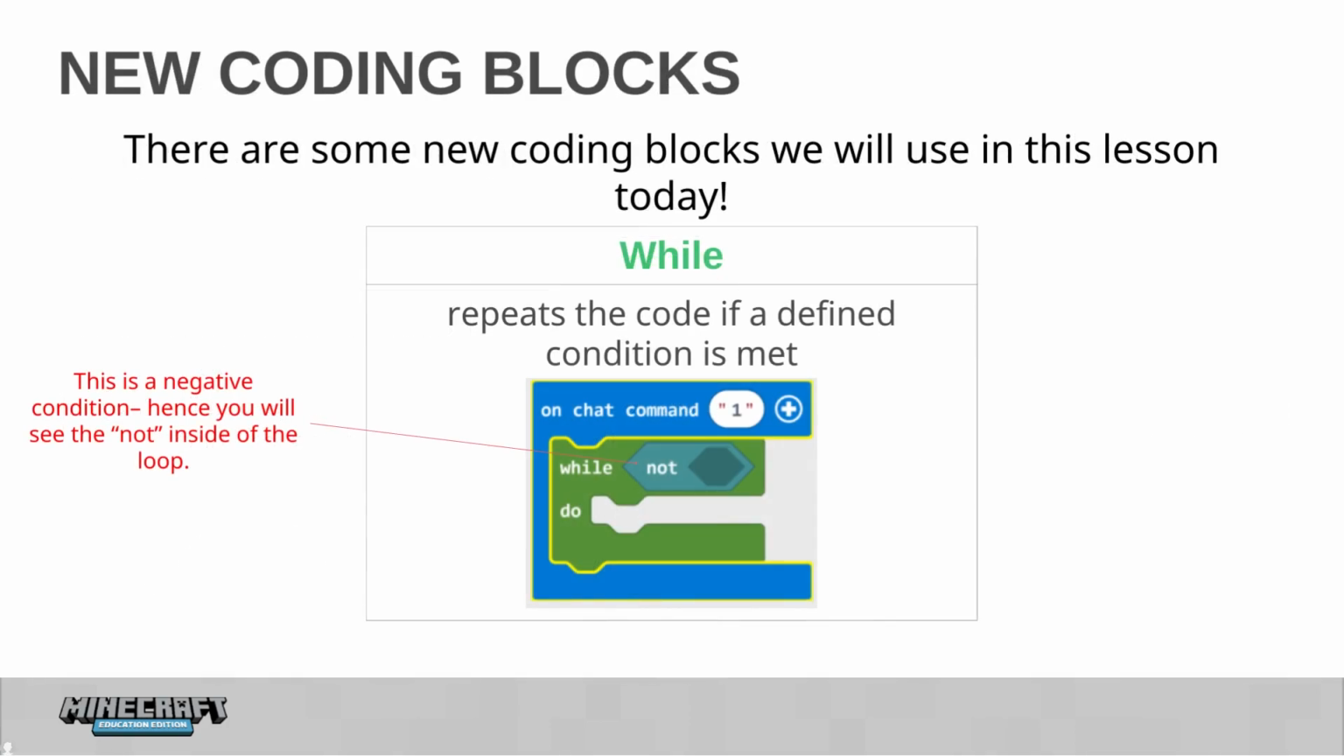We have a new coding block today that we'll be using in this lesson, and it's the while. It repeats the code if a defined condition is met. And specifically in today's lesson, we're going to take a look at the not inside of this loop, because if there's not a block in front of our agent, then we're going to have our agent do something. So we want something to not be true, hence that not portion inside of our loop there.